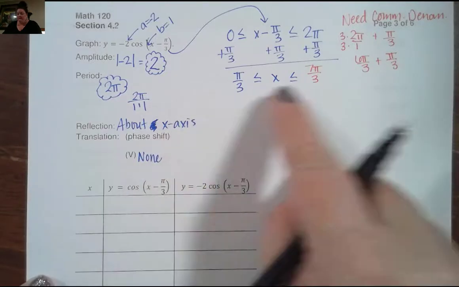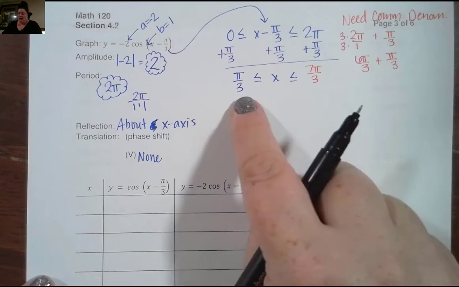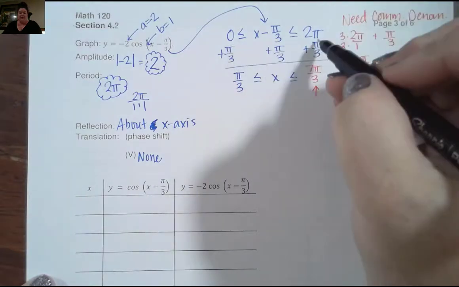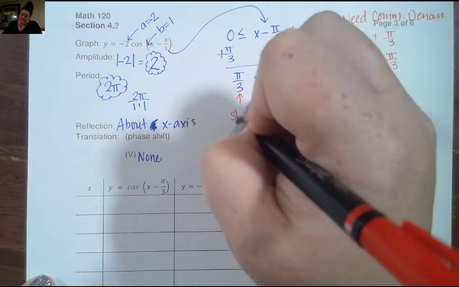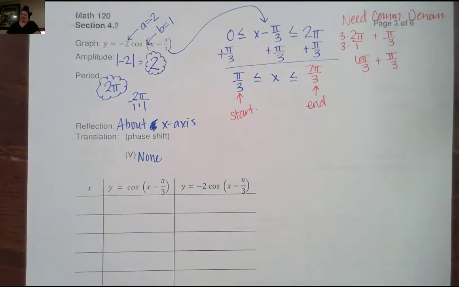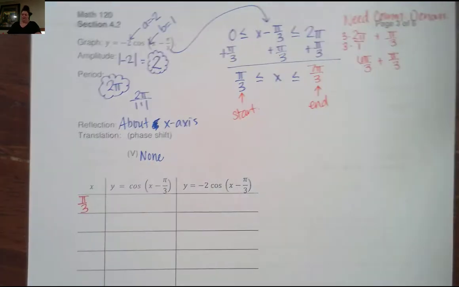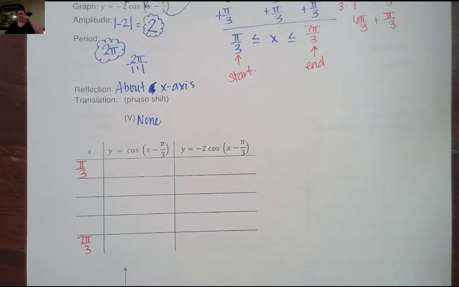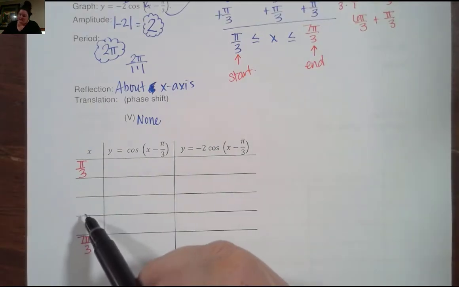From pi over 3 to 7 pi over 3, that's a 2 pi distance. But our starting and ending points are not 0 and 2 pi like we were used to. This is our ending point, and this is our starting point. So I'm going to go ahead and put pi over 3 is our starting point, and 7 pi over 3 as our ending point. Okay, so I want to go ahead and find that center point.